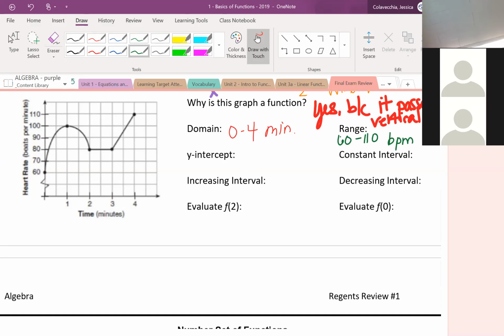Okay. All right, y-intercept. Which one's our y-intercept? Okay, the y-axis, that's up and down. So it's right there. So our y-intercept is 60.